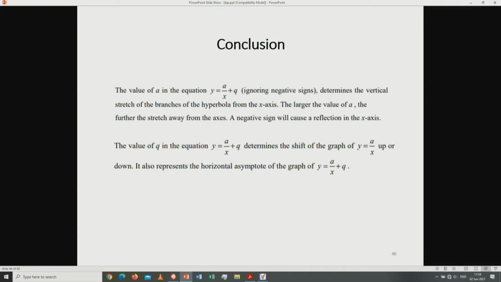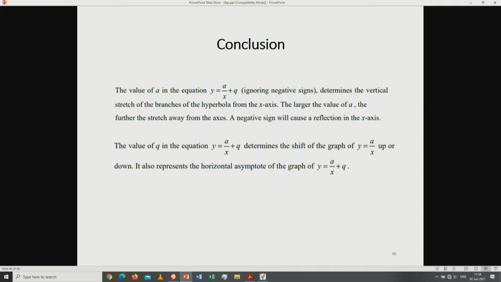Okay, now when we come to conclude the investigation, we can say, based on what we have observed, the value of a in the equation y is equal to a divided by x plus q, if for now we ignore the negative sign and work with the positive, determines the vertical stretch of the branches of the hyperbola from the x-axis. Very, very important.